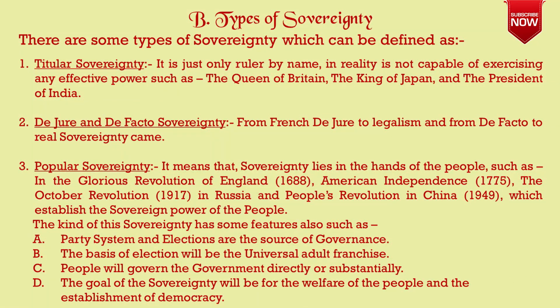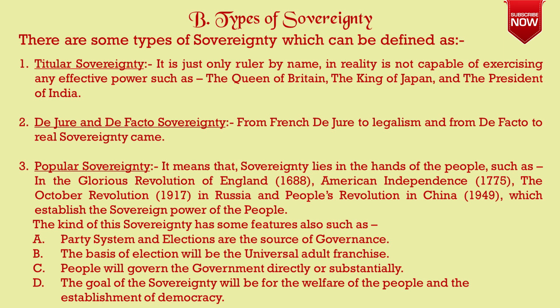Next point is types of sovereignty. There are some types of sovereignty which can be defined as: Number 1. Titular sovereignty. It is a ruler by name only, who in reality is not capable of exercising any effective power, such as the Queen of Britain, the King of Japan, and the President of India.